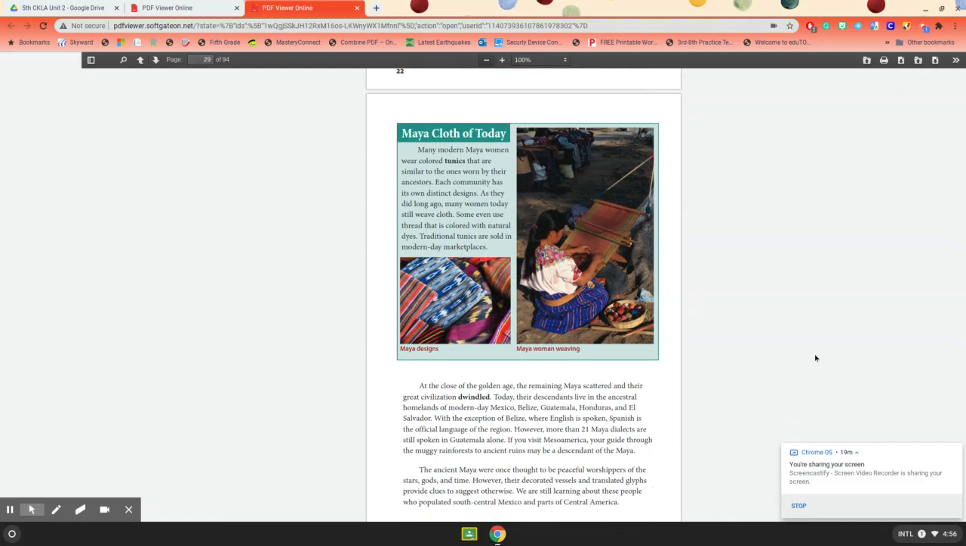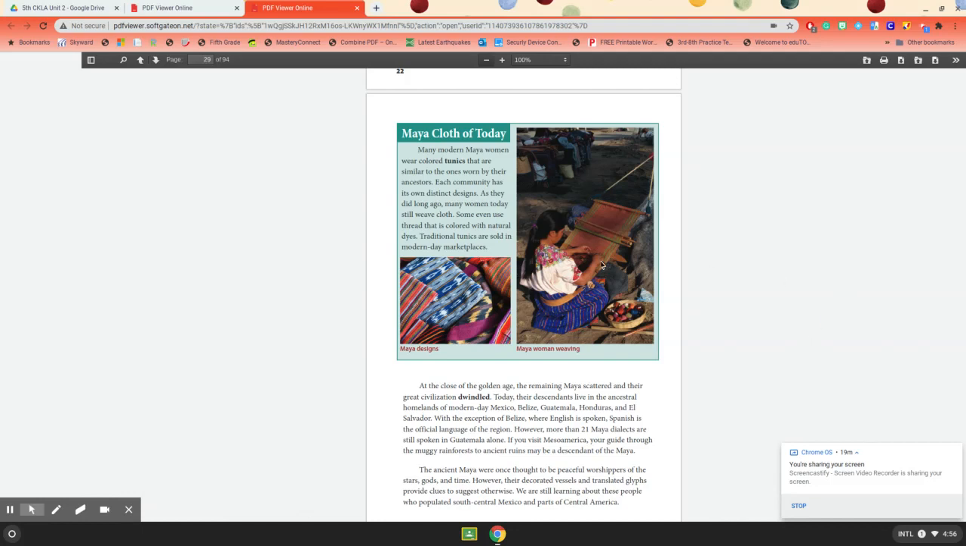Maya cloth of today. Many modern Maya women wear colored tunics that are similar to the ones worn by their ancestors. Each community has its own distinct design. As many did long ago, many women today still weave cloth. Some even use thread that is colored by natural dyes. Traditional tunics are sold in modern day marketplaces.